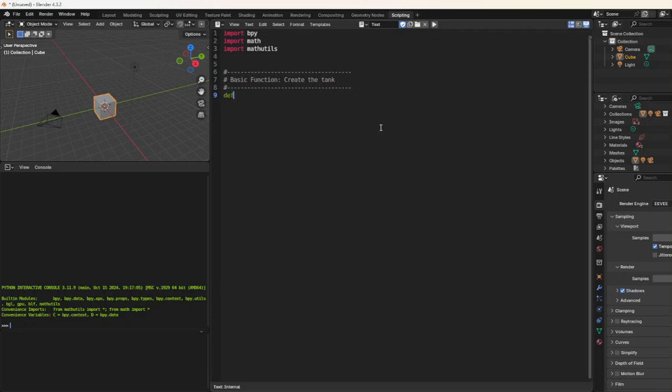Alright. def create_tank, sphere_radius. Okay, so sphere radius is the only parameter we have right now. But it's the only parameter we need, and you'll see why once we get going. So right now I'm just adding my comment.